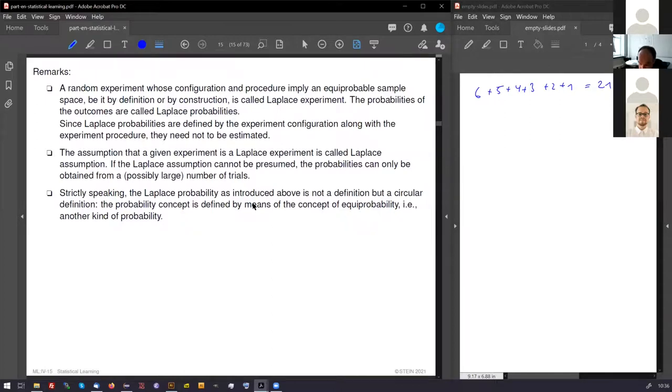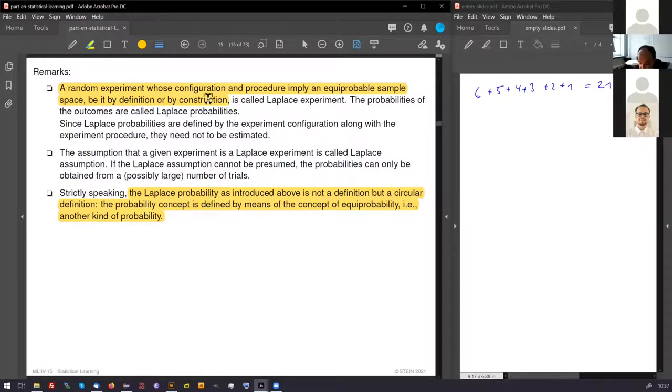People wanted to build the whole probability theory upon this, but this is simply not possible. You should keep this in mind: the Laplace probability as introduced here is a circular definition. The probability of Laplace always requires talking about some physical mechanics, which leads to the concept of equal probability. A random experiment whose configuration and procedure imply an equally probable sample space is called a Laplace experiment. And you see, probability is explained by probability. This does not really help.